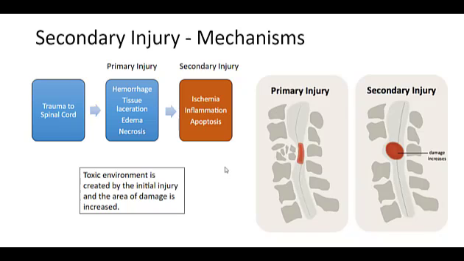Following that primary injury, like some of the other mechanisms that we've learned about earlier, there's going to be a secondary injury as a result. You're going to see ischemia, inflammation, and other programmed cell death as a response to some of that toxic environment that's been created from that initial injury. So you're going to see the area of damage from the secondary injury is much greater.